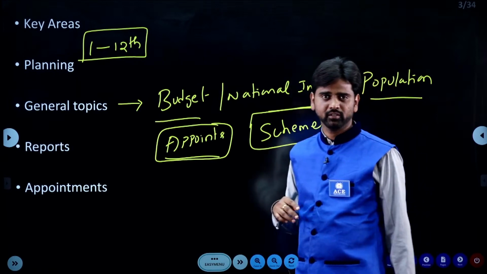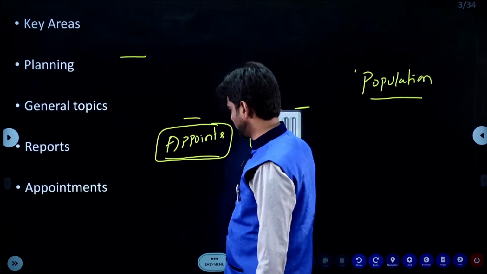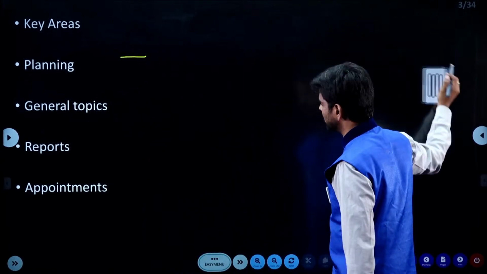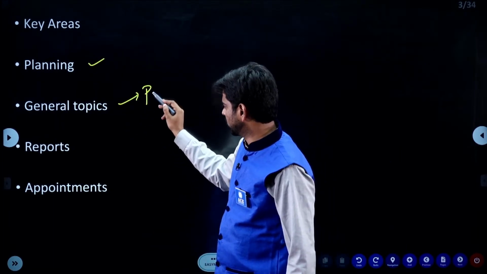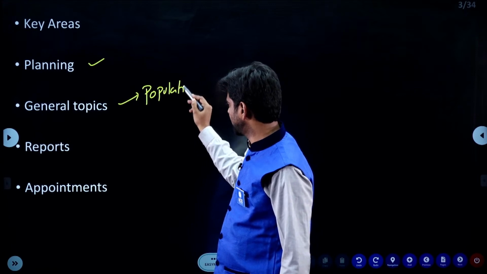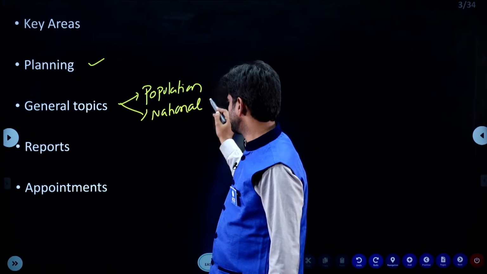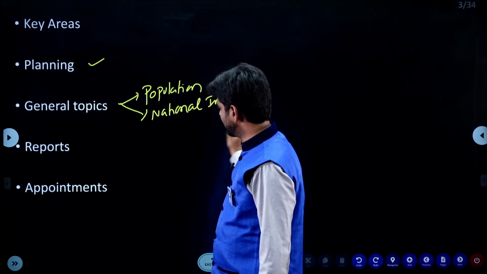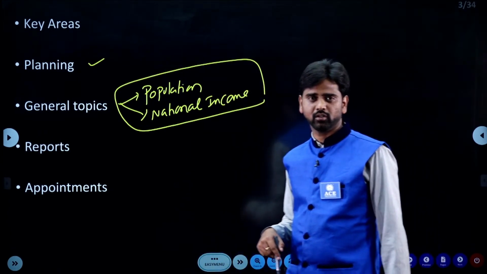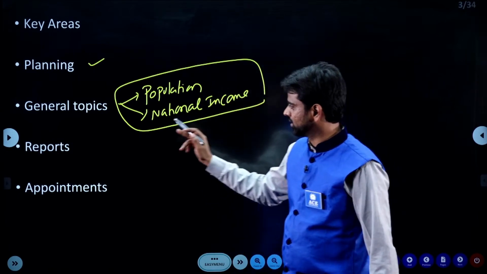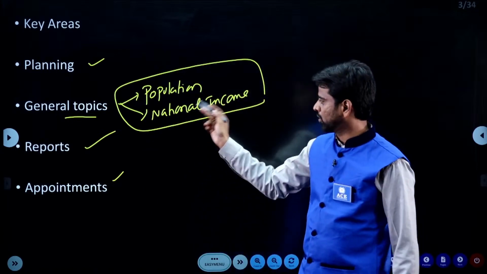Now, as I clearly mentioned, the summary is that we have got the highest weightage of questions from planning. And particularly after planning, we have got questions from population, and a few bits related to national income. He has covered almost all the areas related to socio-economic development. So please focus on these general topics, reports, appointments, planning, and particularly population and national income.